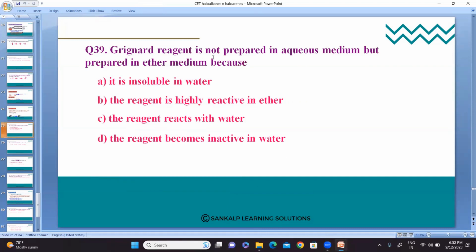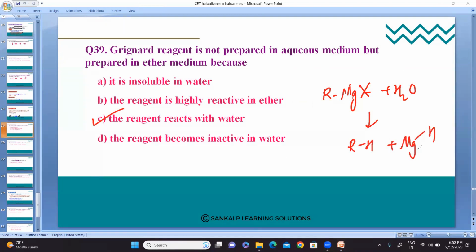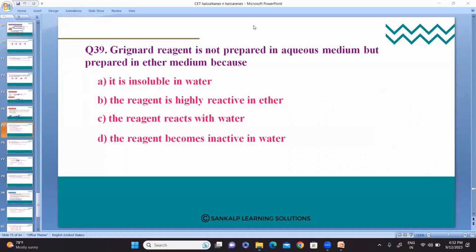Grignard reagent is not prepared in aqueous medium, but in ether medium, because the reagent reacts with water. If Grignard reagent RMgX is treated with water, it forms alkane. Because of that, it is prepared in ether.